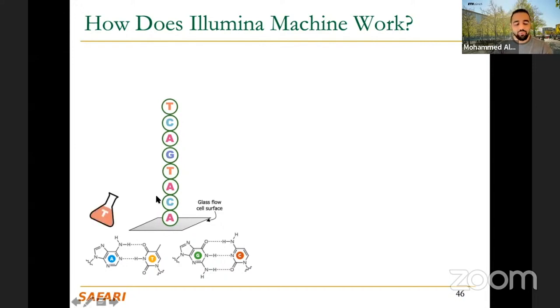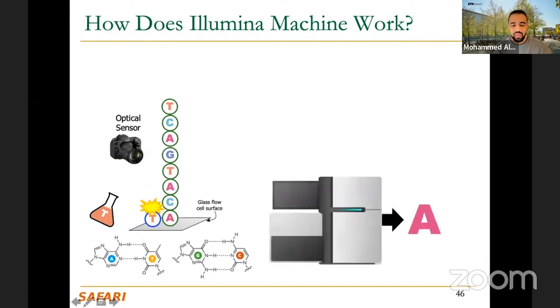For example, we normally add T, thymine, to the surface. And if the first base in this DNA fragment is A, then there's going to be a chemical reaction because the T will bind with the A. And then you have a CMOS camera. You can observe the chemical reaction based on this. If a chemical reaction is happening, then there is a light emitted from there, and then you can capture that with the camera.